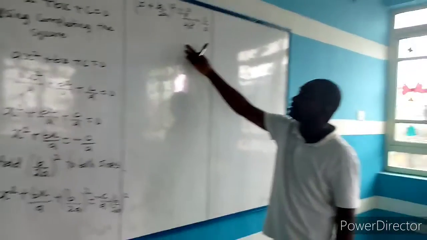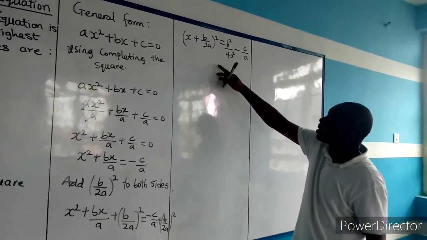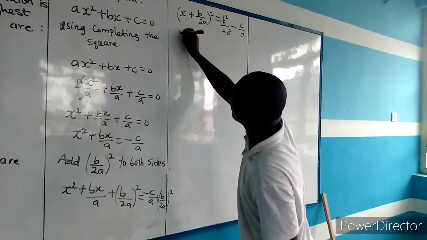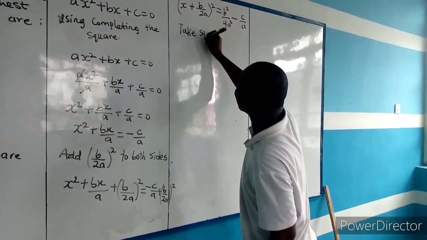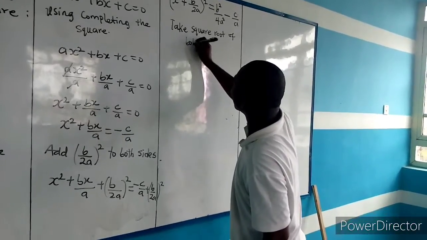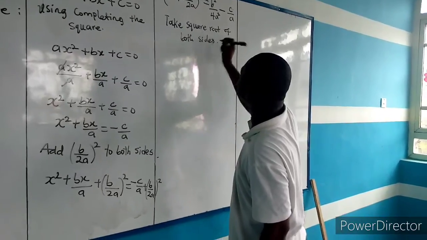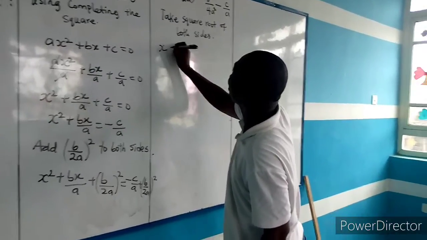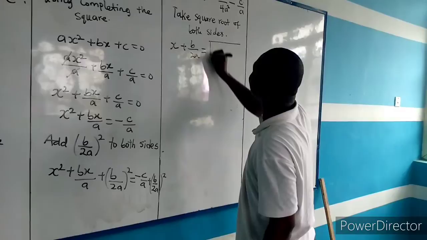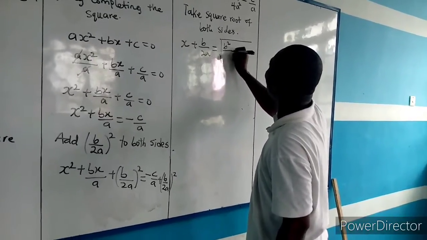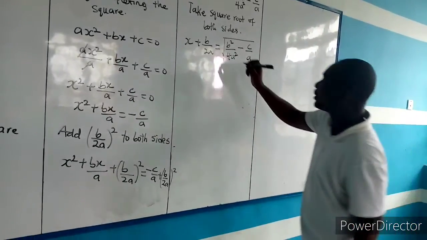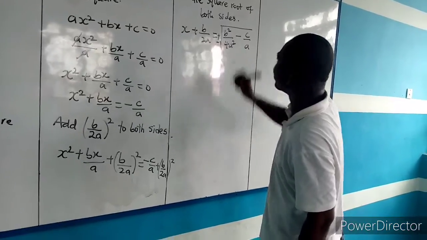So what do I do next? The next thing I'm going to do is to find the square root of both sides. Take the square root of both sides. So I'm going to have x plus b over 2a equals the square root of b squared over 4a squared minus c over a. Don't forget to put plus or minus here.